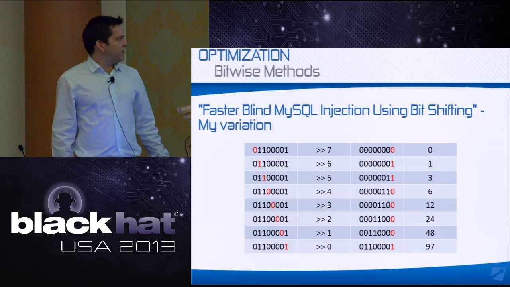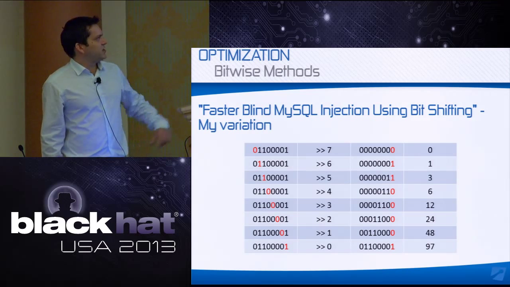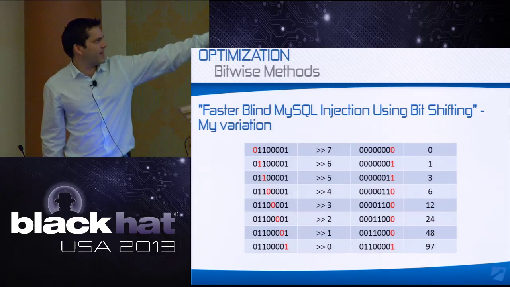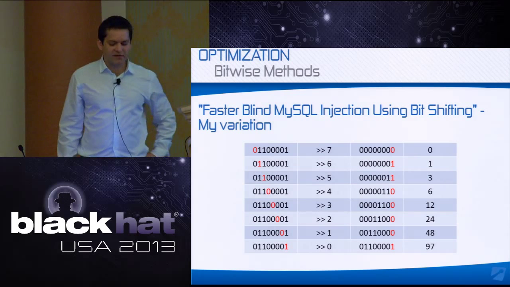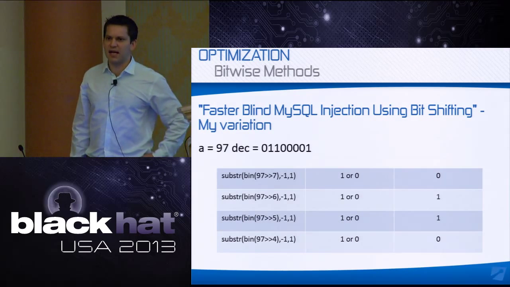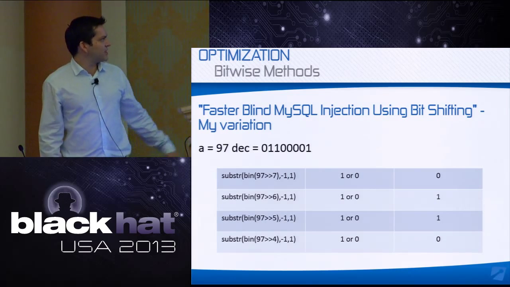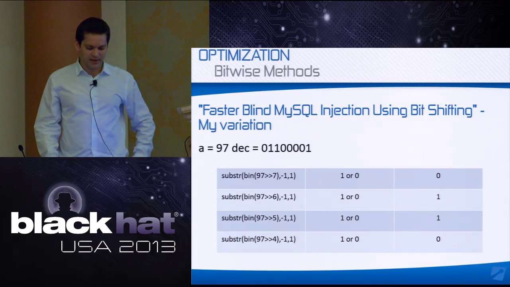Here's a little variation I created of the bit shifting method. Essentially, we just shift the character by each number, and then we can retrieve the last position. And that will give us the full character we're after. So for example, A is 97 decimal, and that's the binary sequence for it right there. So that's kind of how we could implement that method to retrieve these characters.